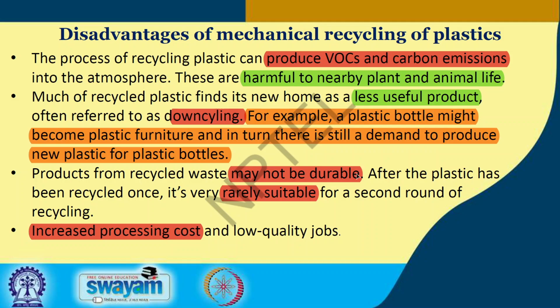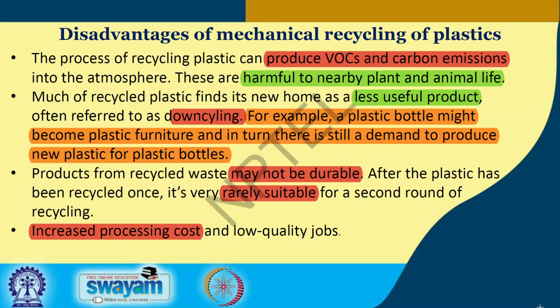For example, a plastic bottle might become plastic furniture. In turn, there is still a demand to produce new plastic for the plastic bottle. The plastic bottle will become furniture, but to produce plastic bottles for the future, we have a demand for fresh plastics. So we again go for production of plastic resins. So again, this is a problem of recycling: downscaling is the problem of recycling.